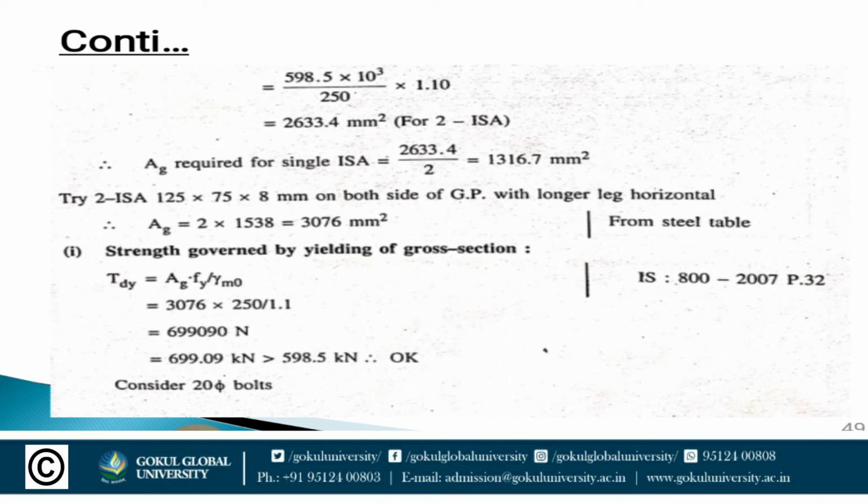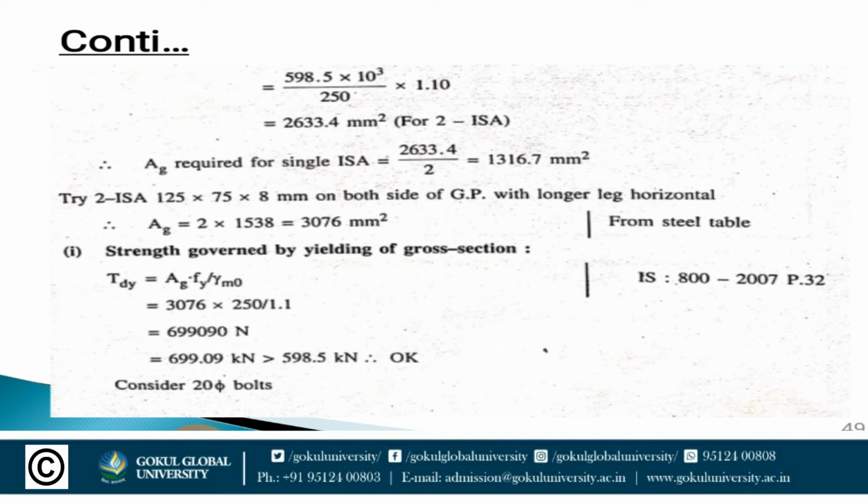So AG required we got from the steel table. Strength governed by yielding of gross section. Again we go to IS 800 page number 32. We have the equation Td is equal to AG into Fy upon gamma m0. So we got the design strength, is it 699.09 kilonewtons? It is greater than our force of 598.5 kilonewtons. So it is okay.